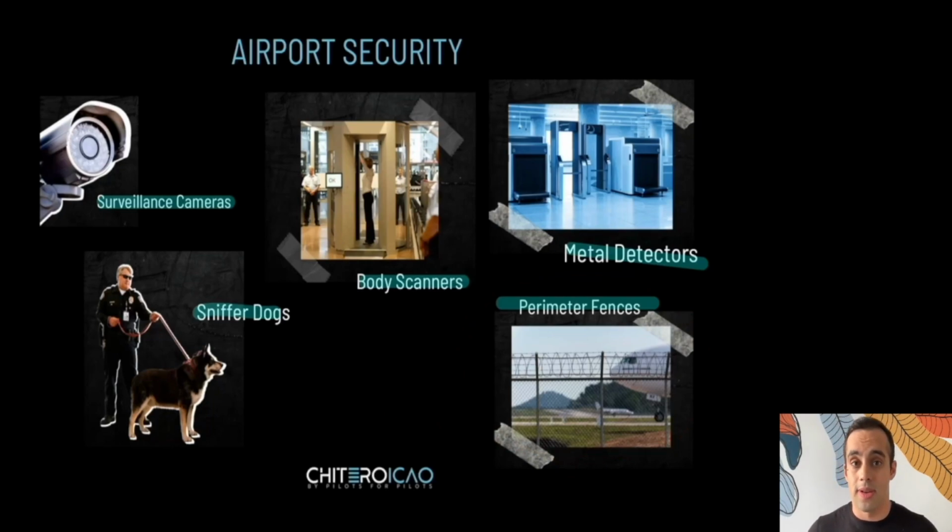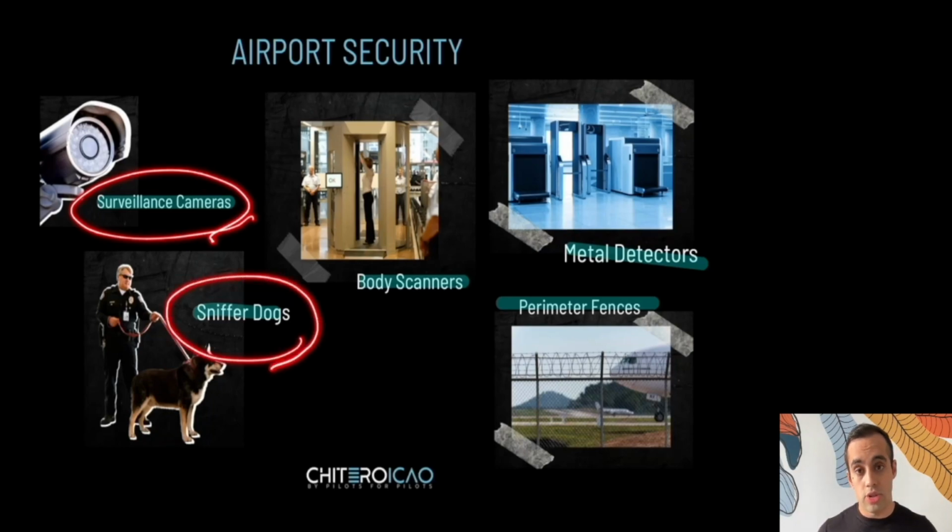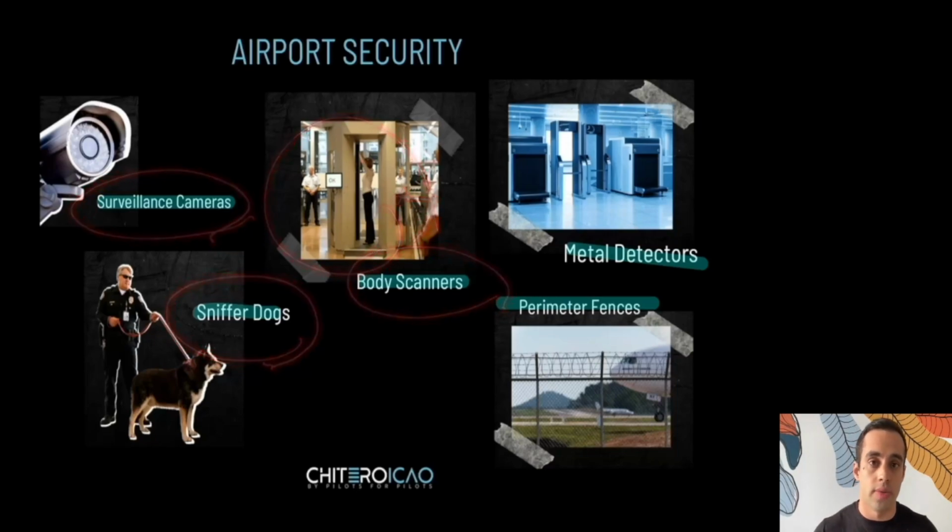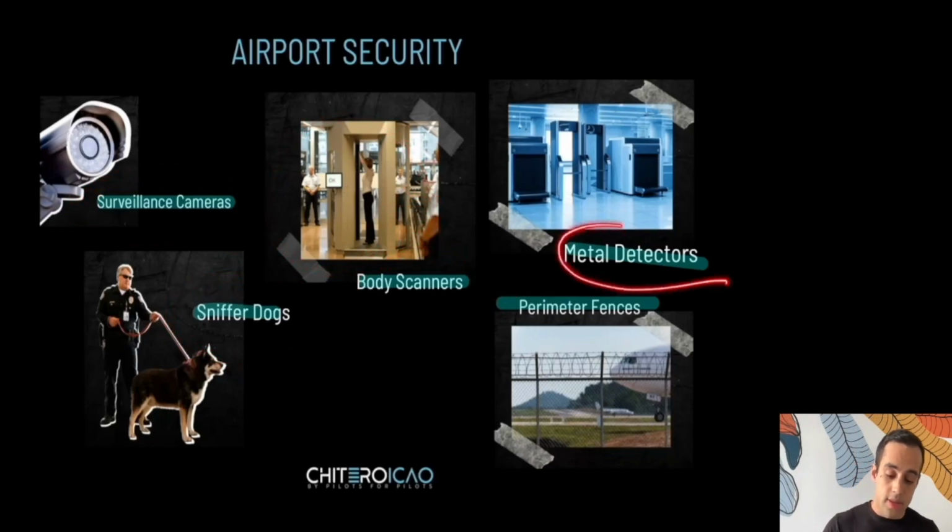What do you think about airport security in the future? Well, it will be a lot better. I think they will have improved surveillance cameras. They will continue to use sniffer dogs. Body scanners will be enhanced, so pilots won't have to take out their jewelry or anything like that. And metal detectors will also be improved a lot to detect anything. And I also think that perimeter fences will be higher to avoid people from jumping into the airport.